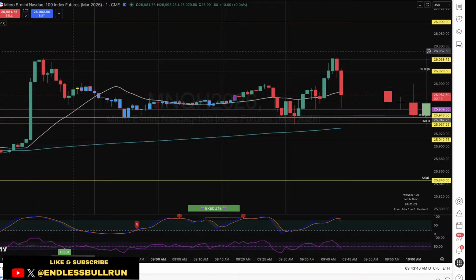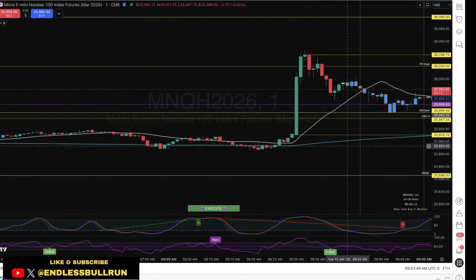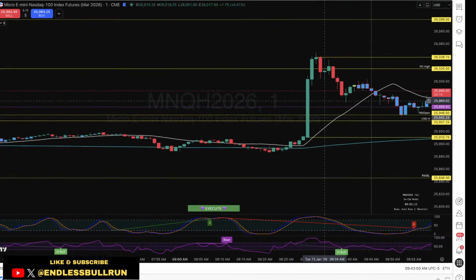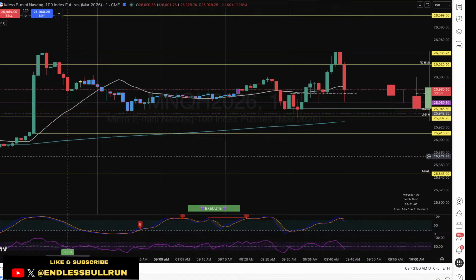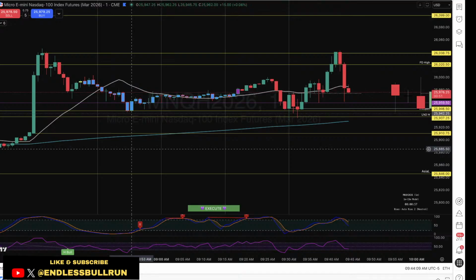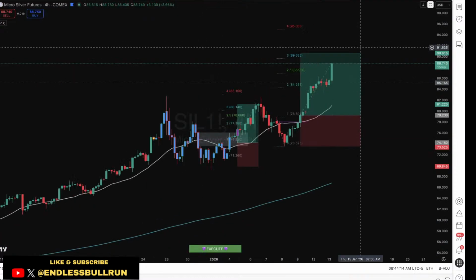I move it for mobile, can see here. Right to target. No good RR though. Discord's talking about the silver trade, so I might as well.